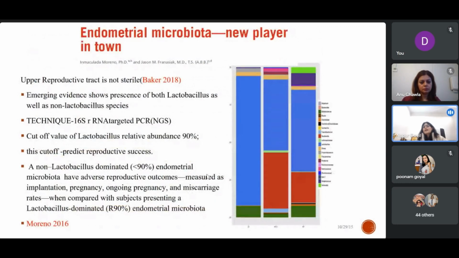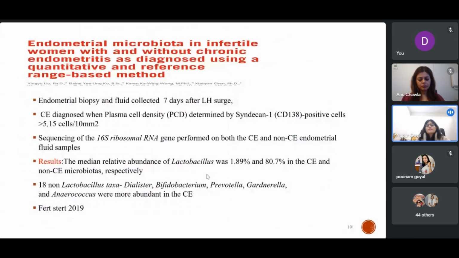And endometrial microbiota is a new player in town. It has been found that in women with chronic endometritis and many subfertile women, the endometrium is colonized with non-lactobacillus bacteria, which can have a negative outcome on reproduction, and can cause implantation failure, even miscarriages and pregnancy loss. A technique called 16S ribosomal RNA targeted PCR NGS can detect lactobacillus-dominant from non-lactobacillus-dominant growth. In a study, they found that in chronic endometritis patients, the median abundance of lactobacillus was 1.89% only, and 80.7% were colonized with non-lactobacillus taxa like Gardnerella and Prevotella.